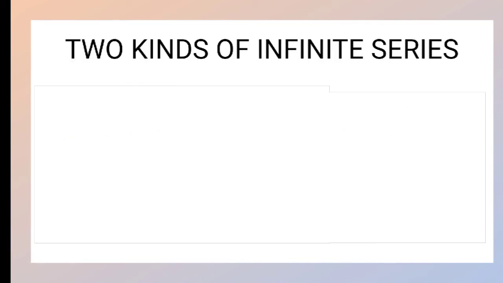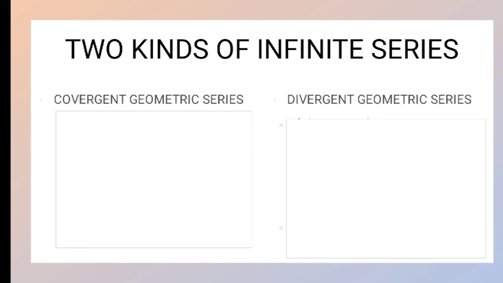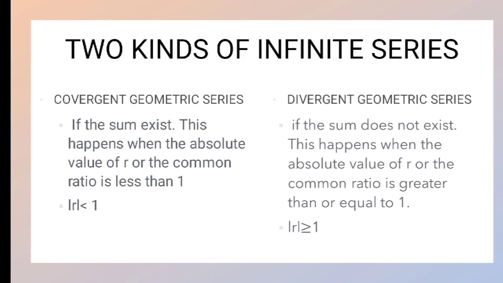There are two kinds of infinite geometric series. The first one is the convergent geometric series, and the second one is the divergent geometric series. A geometric series is said to be convergent if the sum exists. This happens when the absolute value of r, or the common ratio, is less than 1. A geometric series is said to be divergent if the sum does not exist. This happens when the absolute value of r, or the common ratio, is greater than or equal to 1.